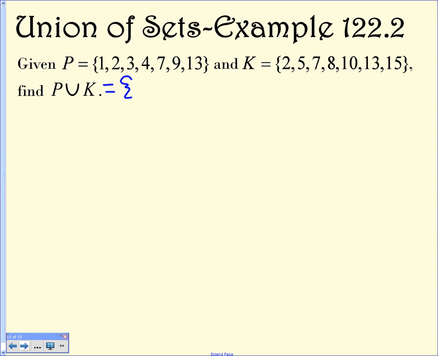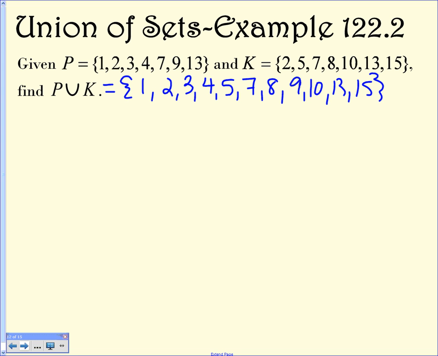So what's going to be our union? 1, 2, 3, 4, 5, 7, 8. Did we duplicate any of them? We can get rid of 2, we can get rid of 7. Yeah, I didn't duplicate them.